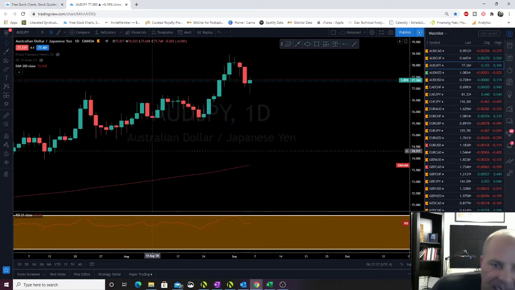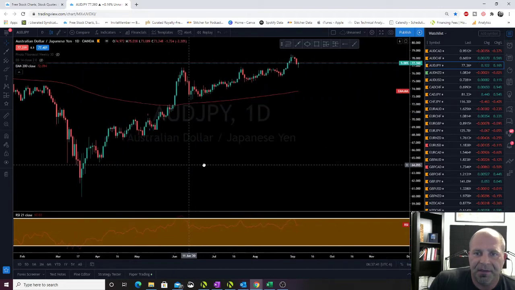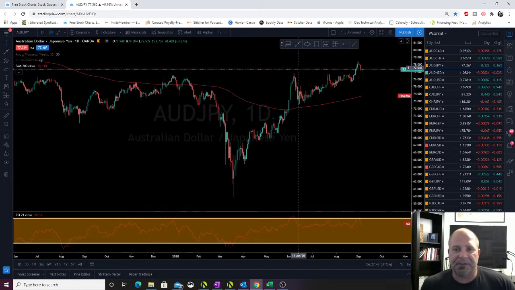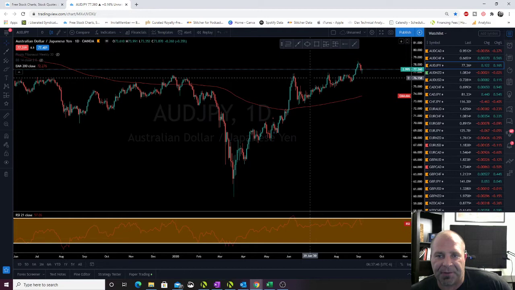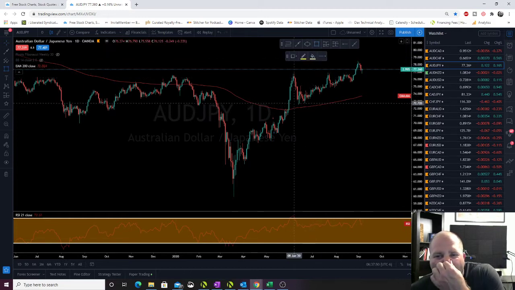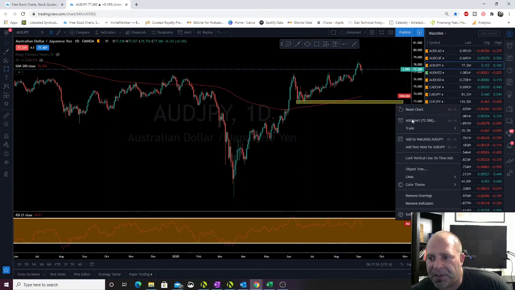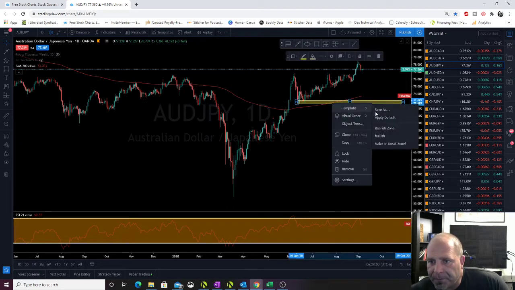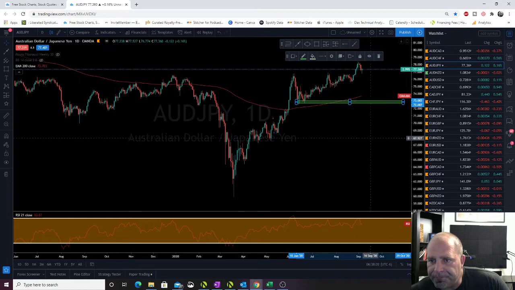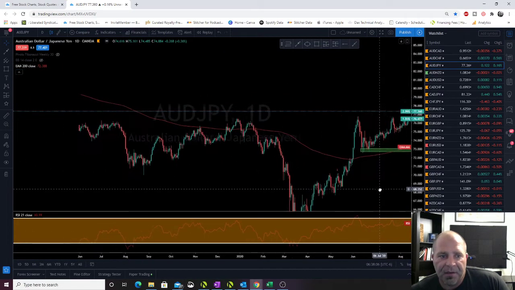AUD JPY. So obvious upward trend. If we zoom out, looks like we just keep creating newer highs. I like this as a bullish target. I'm not necessarily going to be bullish there.